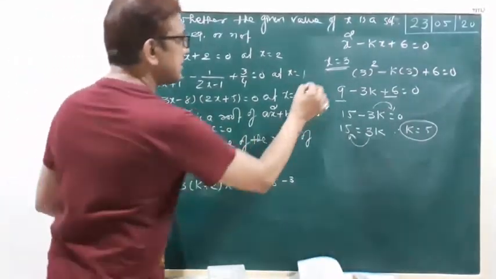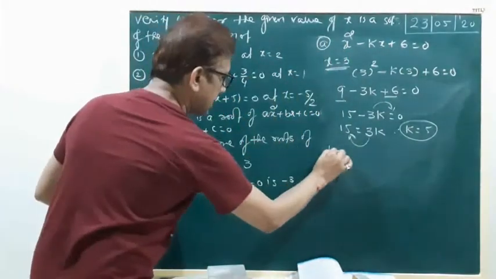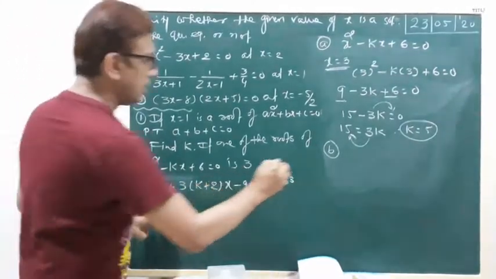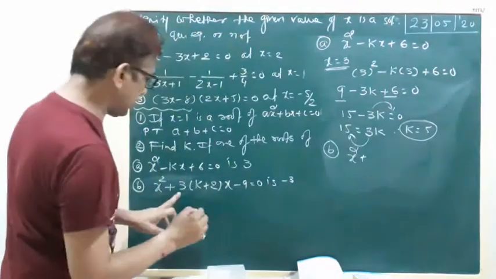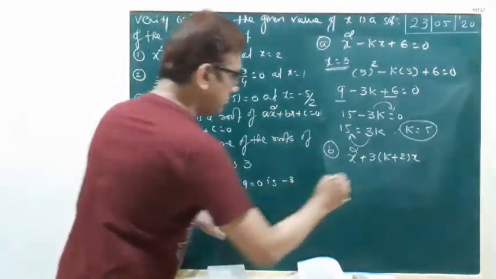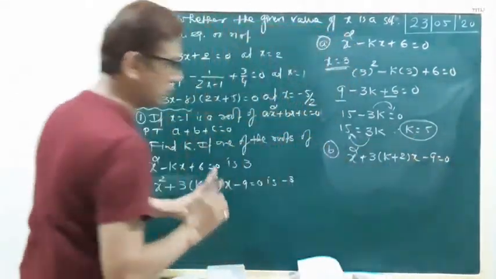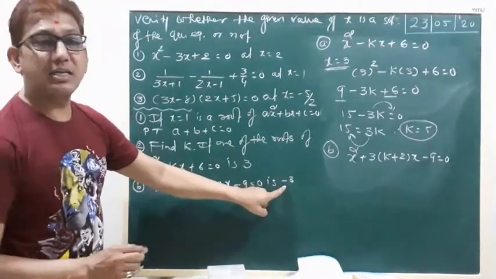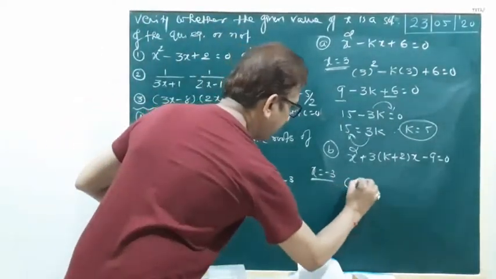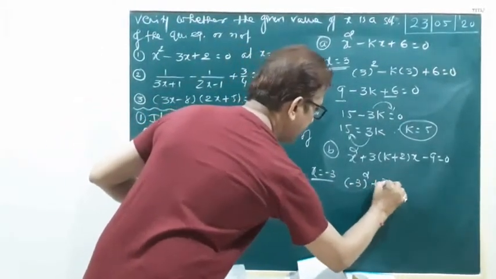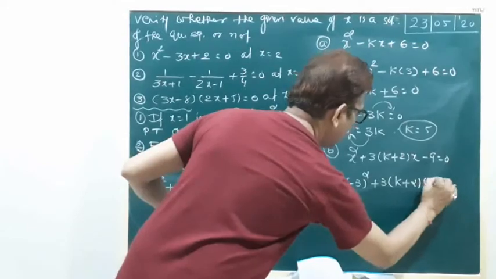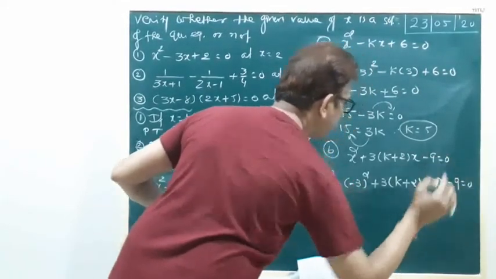Second question. This is your A. Okay, now B. Again we find k, but the question is this one: x square plus 3 into (k plus 2) into x minus 9 equal to 0. Okay, x is minus 3. Now put x equal to minus 3: minus 3 square plus 3 into (k plus 2) into minus 3 and minus 9 equal to 0.